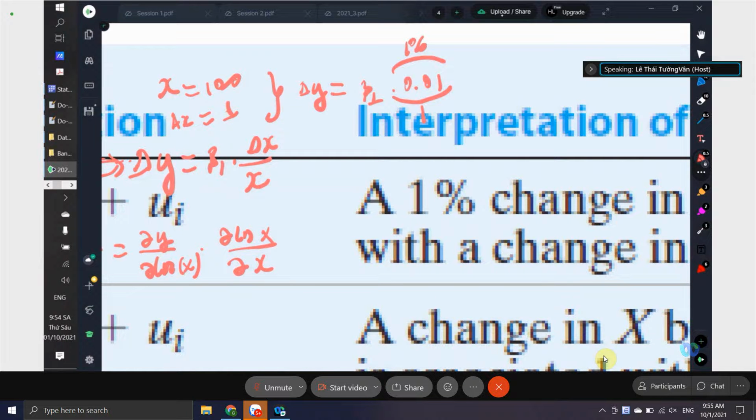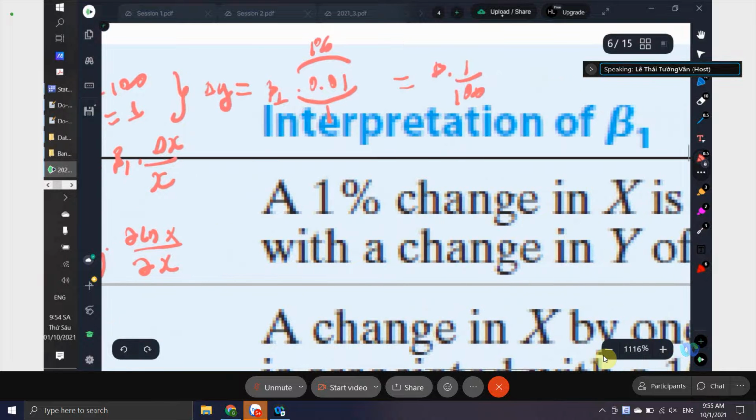Then you have to divide it by 100. So it will be equal to beta 1 times 1 over 100. And you write it equal to beta 1 over 100 times 1. And 1 here is 1%. And your interpretation will be, if x changes by 1%, y will change by beta 1 over 100 unit.